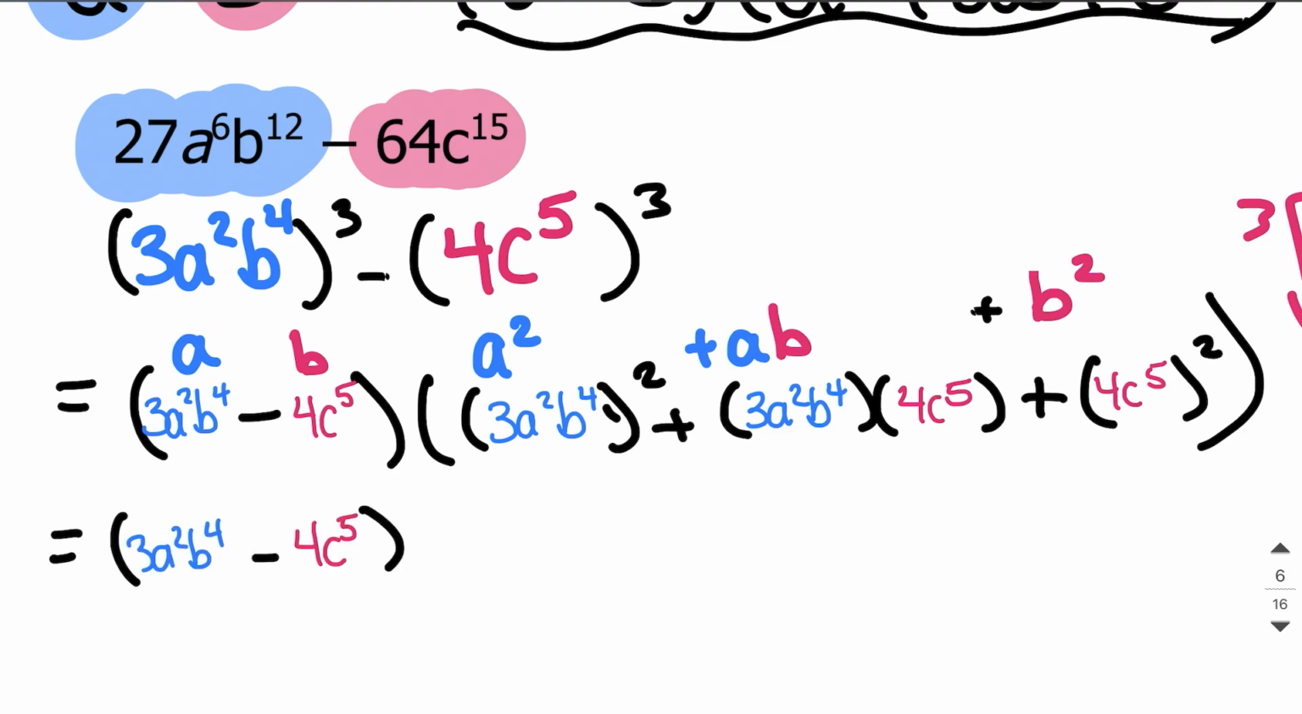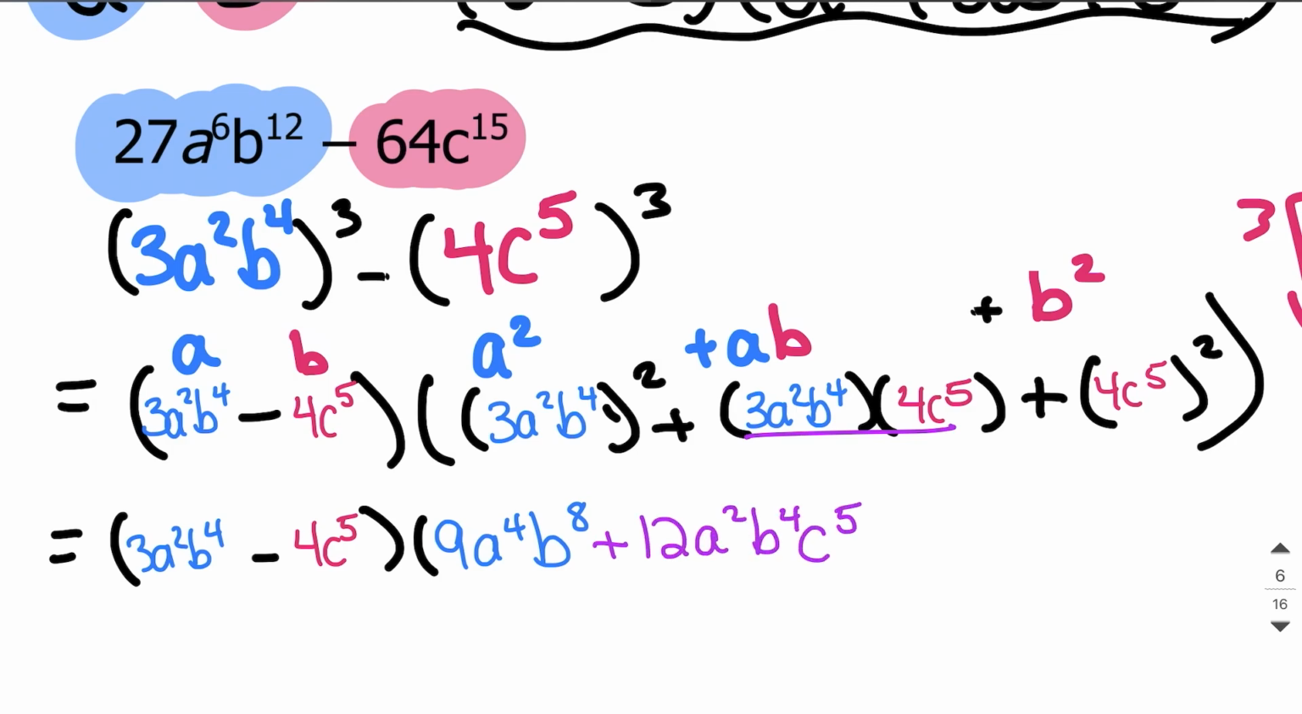And then in my second expression, I'm going to actually square this. So 3 when I square it is 9. A squared when I square it is a to the power of 4, and b to the power of 4 when I square it is b to the power of 8. Okay, here I'm going to multiply these two together. So 3 times 4 is 12, and then I just have a squared b to the power of 4, c to the power of 5.